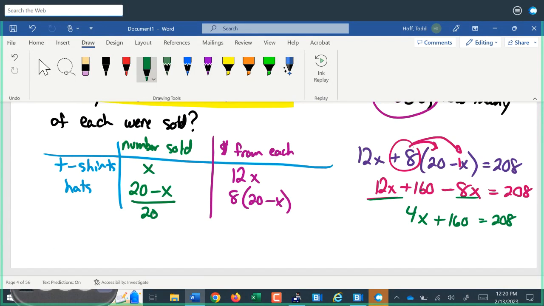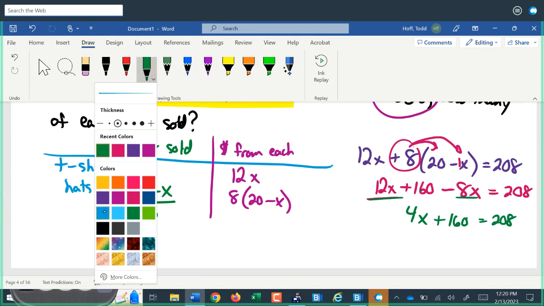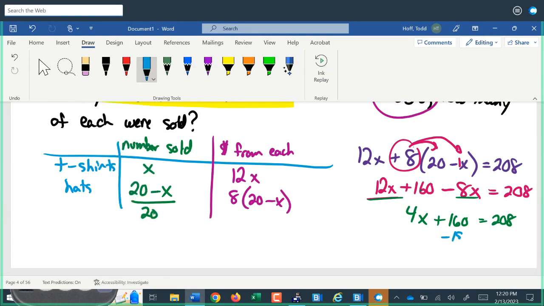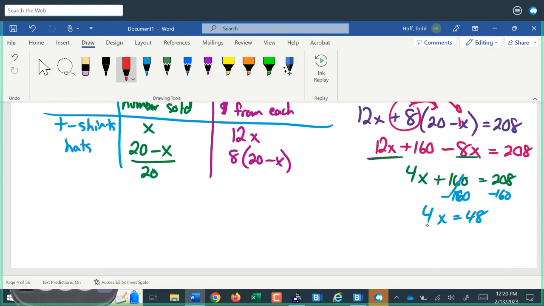Now we've combined everything we can combine, and the variable is already on just one side, so we'll go ahead and solve. Subtract 160 from both sides. 4X equals 48, and then we divide by 4. X equals 12. Now again, we need to make sure we know what X represents. X was the number of t-shirts sold, so that means there's 12 t-shirts sold.